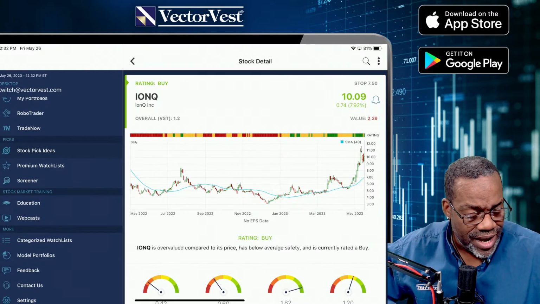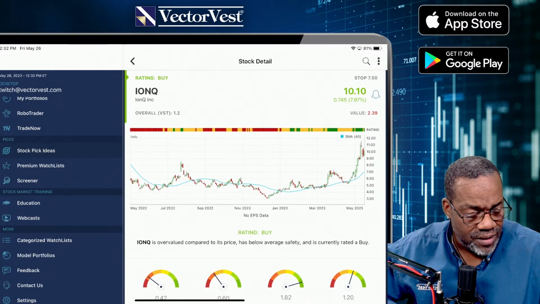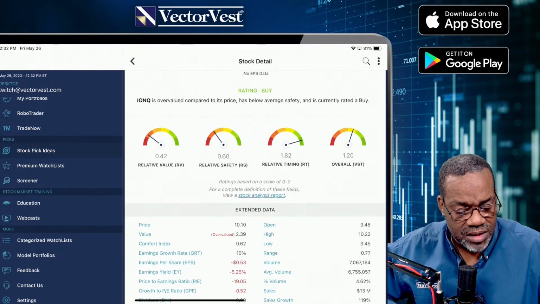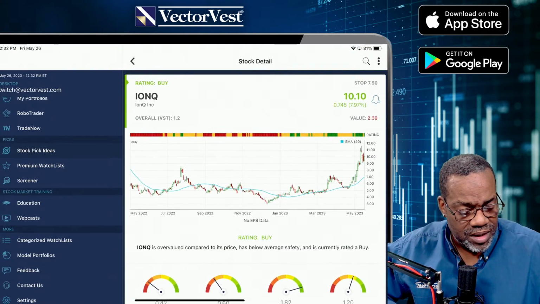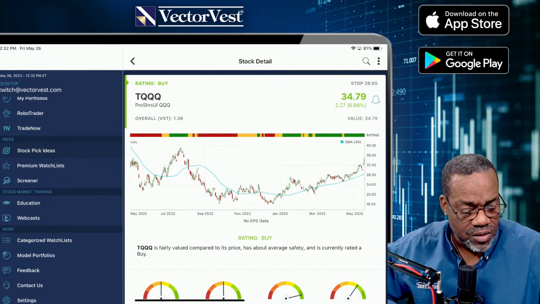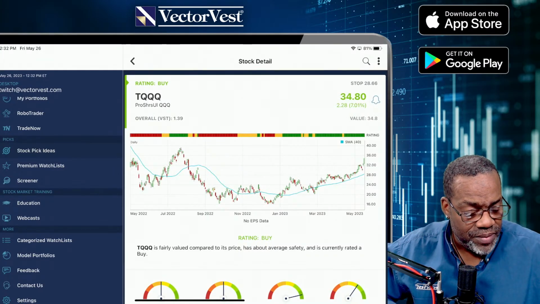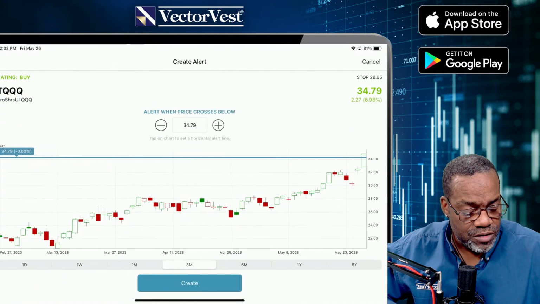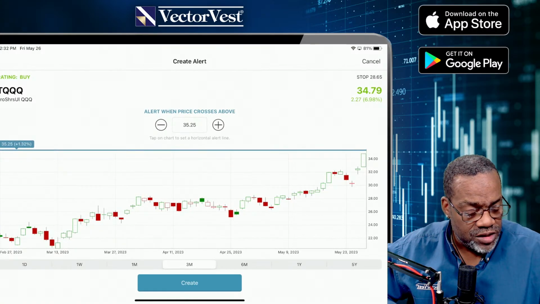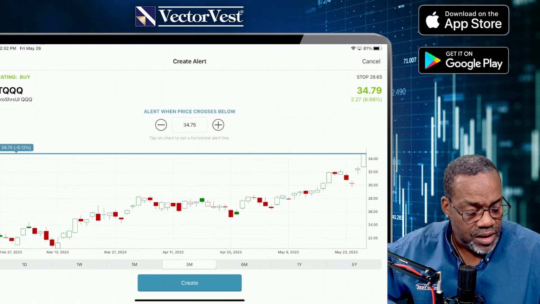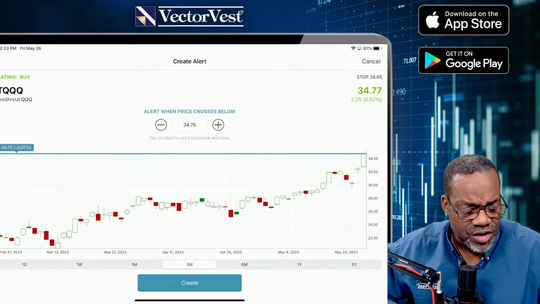Ionic. Nah, it's trending down right now. Was that the last stock? Might be. Let me scroll over. Nope, it's not. TQQQ might not be a bad play. Let's go take a look at that. Hit the alert, create a new alert. Let's set this bar at the top of that bar right there at 34.75. Create. Alert when price crosses below.